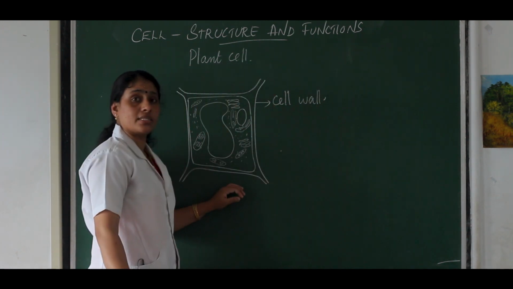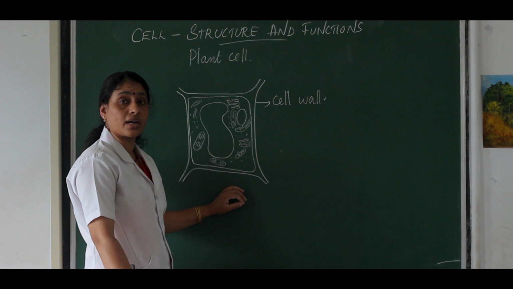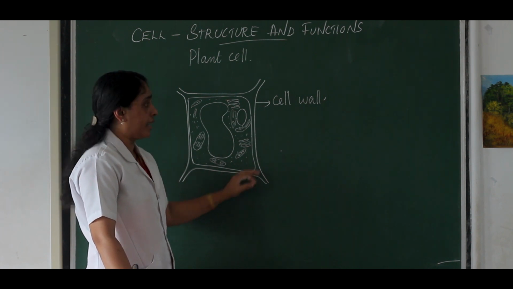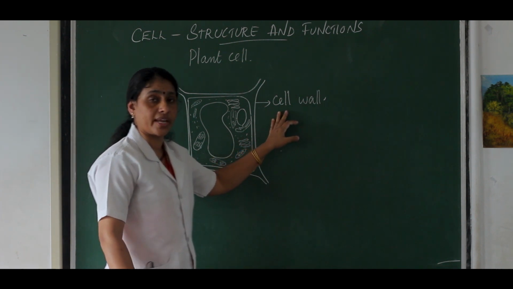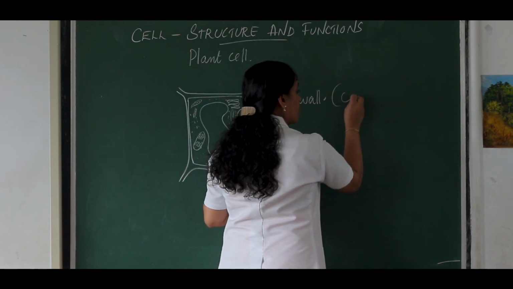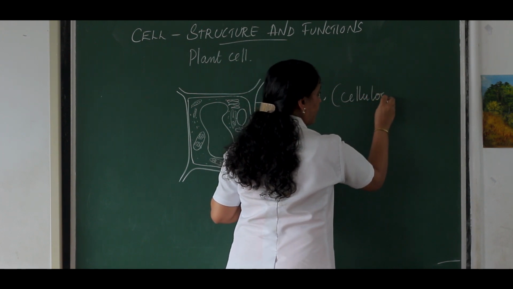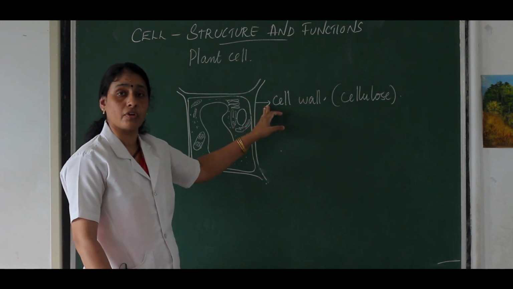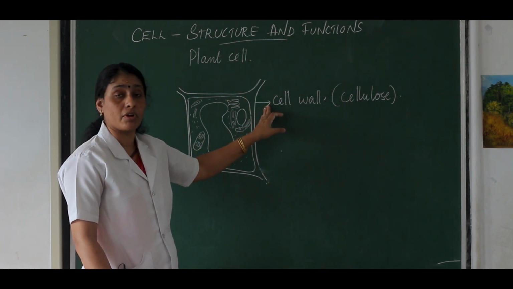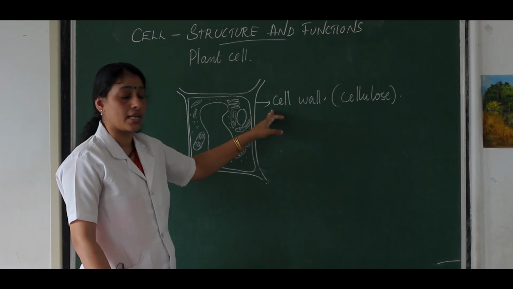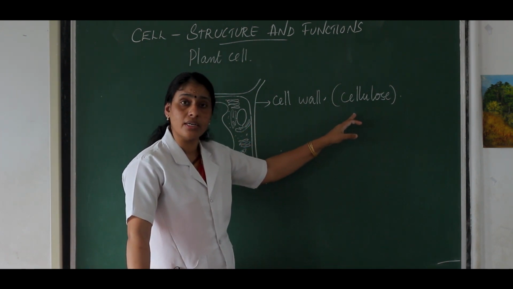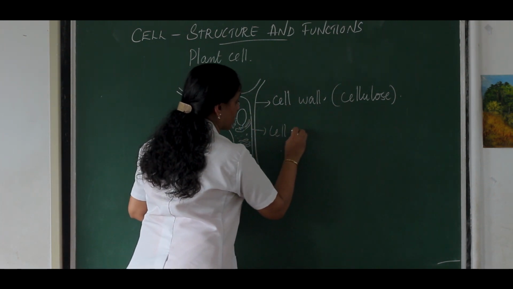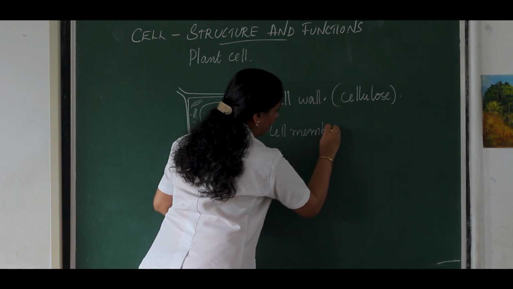So the plant cell has an extra covering called the cell wall surrounding the plasma membrane, and this cell wall is made up of a complex sugar called cellulose. What may be its function? Its main function is to provide protection for the plant cell. Inside that we can see the cell membrane or plasma membrane, similar to the animal cell.